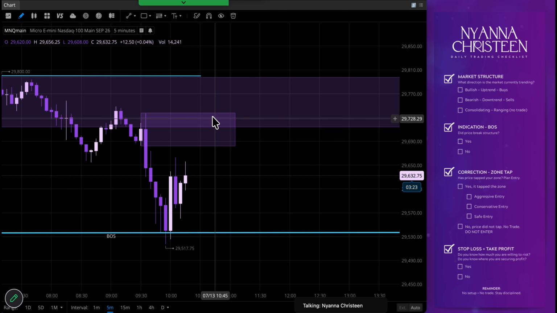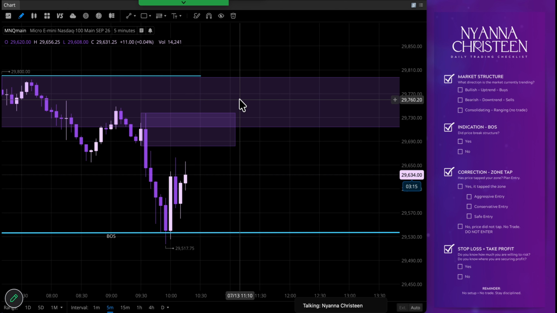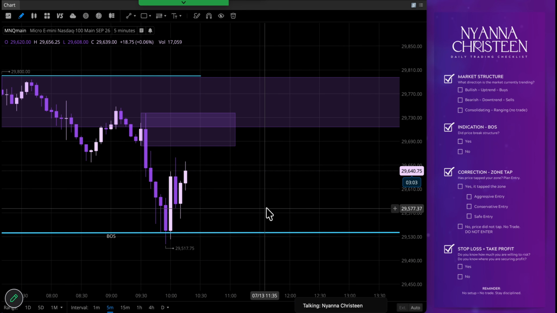If it invalidates here, I won't get in. I'll see how price reacts here, and then I'll be less confident. But if I do see sellers' momentum, I would still get in because it fits my trading checklist. So I don't have a tap, so I don't have an entry.